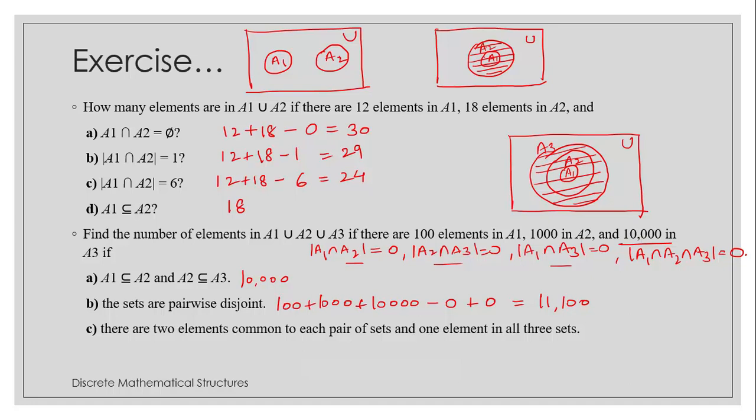Now there are two elements common to each pair of sets and one element in all three sets. That means this is 2, this is also 2, this is 2 and this is 1. So now simply using the inclusion-exclusion principle, 100 plus 1000 plus 10,000 minus 2 minus 2 minus 2 plus 1. So the answer will be 11,095.